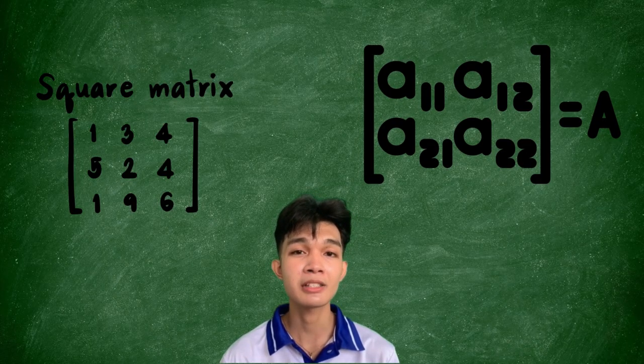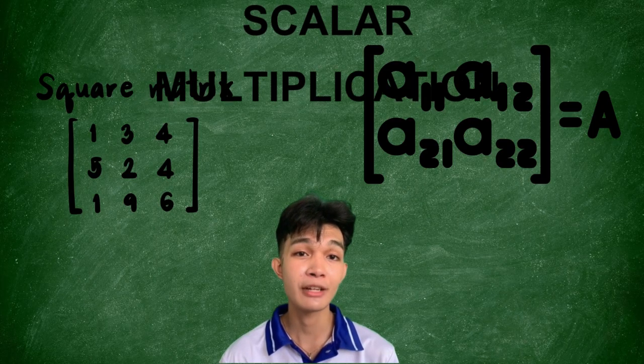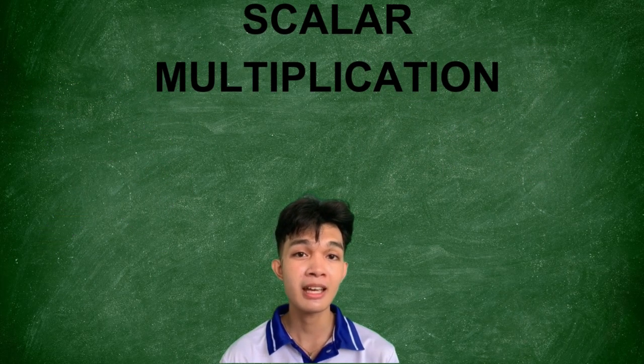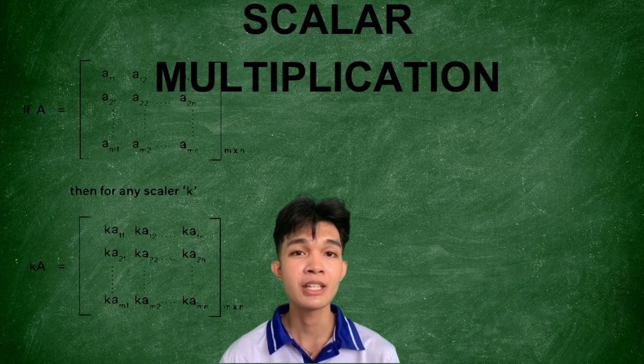Scalar multiplication means multiplying every element of a matrix or a vector by that scalar. For example, if you have a matrix A and a scalar k, then scalar multiplication means you multiply each entry in A by k.